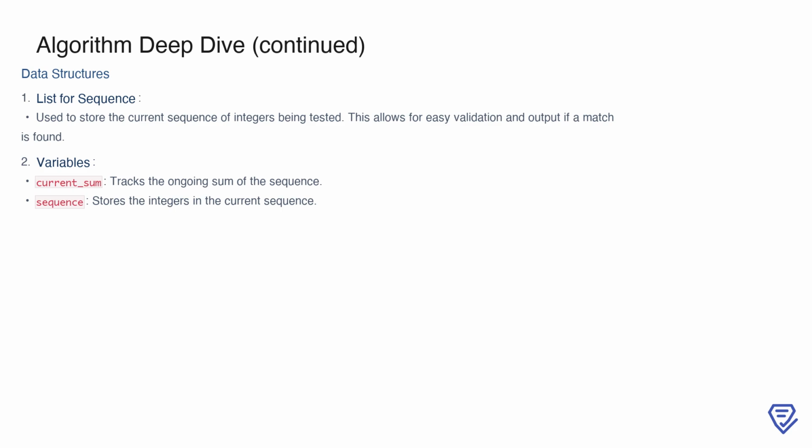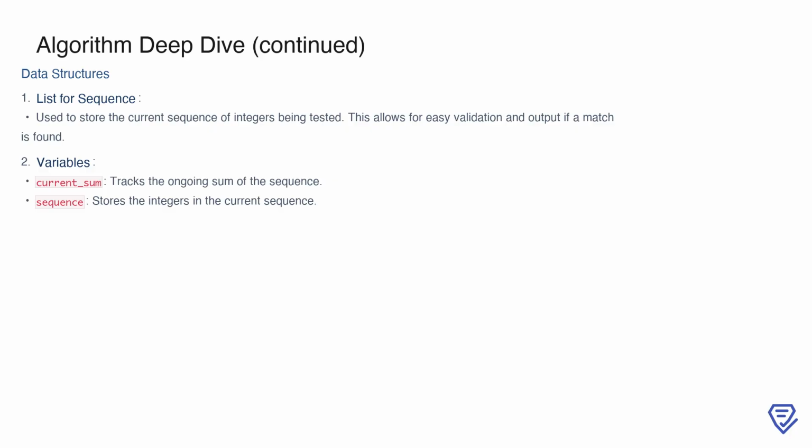The brute force algorithm relies on simple data structures to keep track of the ongoing computations. Specifically, a list is used to store the current sequence of integers being tested. This enables easy validation and output if a matching sequence is found. Additionally, we use two key variables, current_sum, which tracks the sum of the integers in the sequence as we build it, and sequence, which stores the specific integers being tested at any given time.